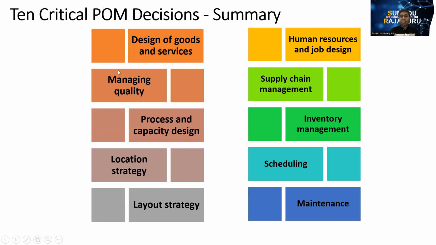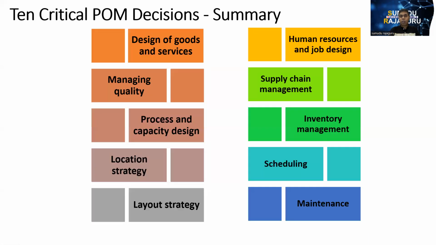What are the 10 critical production and operation management decisions? The design of goods and service, managing quality, process and capacity design, location strategy, layout strategy, human resource and job design, supply chain management, inventory management, scheduling, and the maintenance.